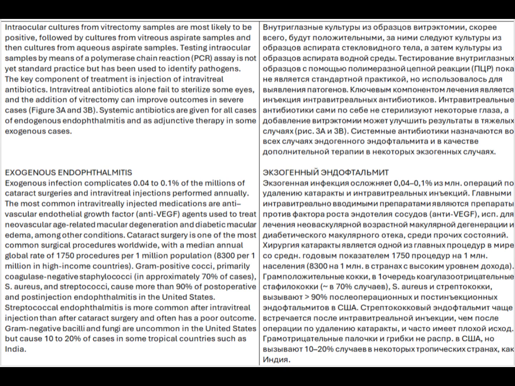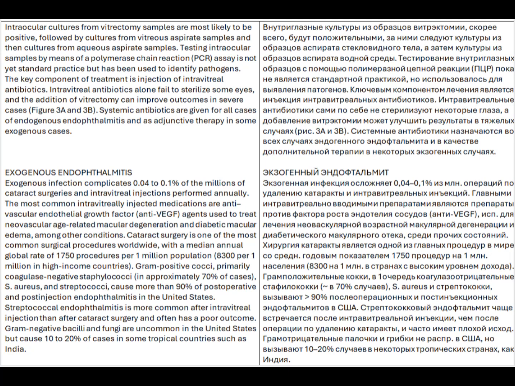Cataract surgery is one of the most common surgical procedures worldwide, with a median annual global rate of 1,750 procedures per 1 million population, 8,300 per 1 million in high-income countries. Gram-positive cocci, primarily coagulase-negative staphylococci, in approximately 70% of cases, S. aureus, and streptococci, cause more than 90% of postoperative and post-injection endophthalmitis in the United States. Streptococcal endophthalmitis is more common after intravitreal injection than after cataract surgery and often has a poor outcome.